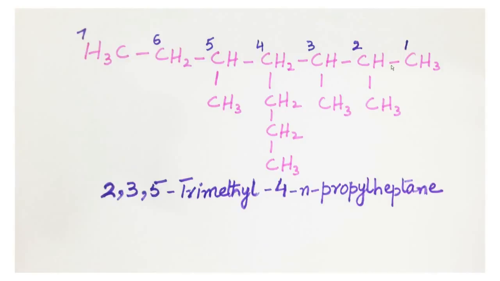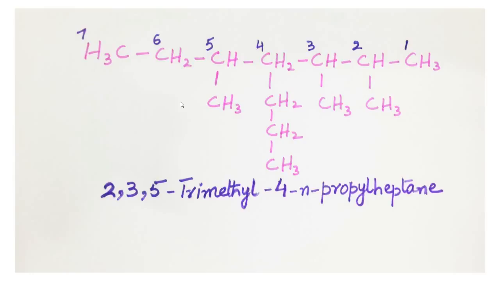now this is the chain consisting of 7 carbons. 1, 2, 3, 4, 5, 6, 7. But there is another hidden chain. You can see here, this also ends up in 7 carbons. 1, 2, 3, 4, 5, 6, 7. But this chain has the maximum number of substituents. So this chain is selected.